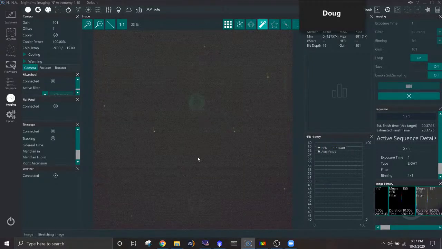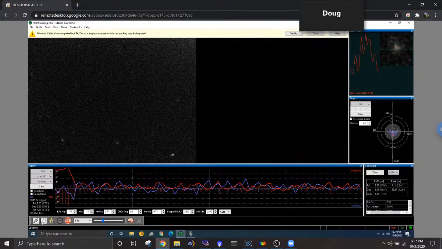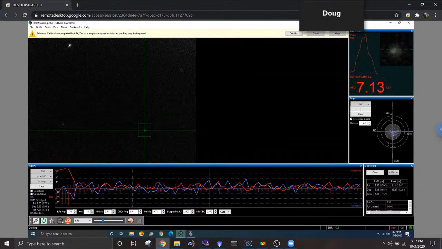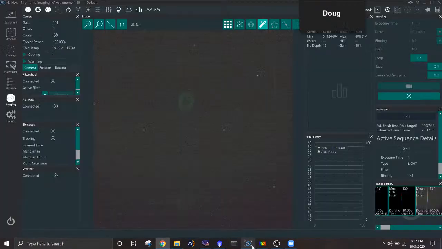Okay, I don't think people can really see this, so let's start guiding. This is to make sure it's accurately tracking, because we've been taking long exposures. Okay, well, there's the Ring Nebula. Let me take, I think 30 seconds works, and we'll just wait for that to load.